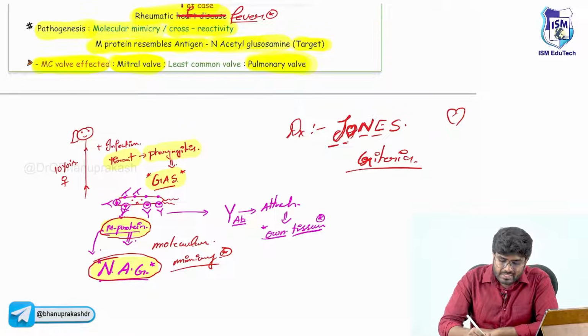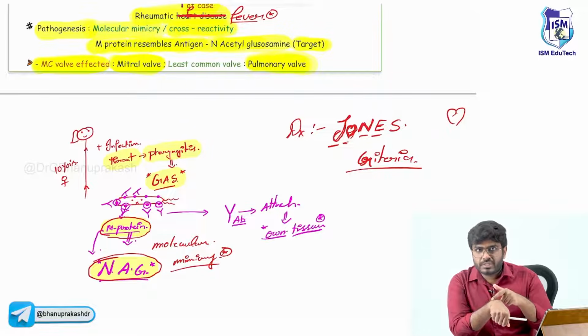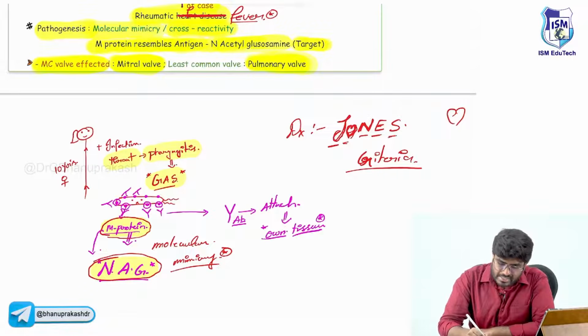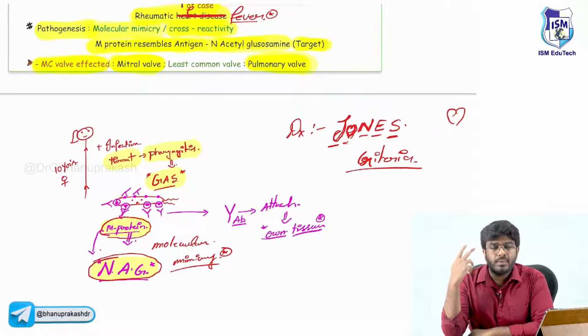E stands for erythema marginatum. On the skin, you are going to see a rash called erythema marginatum, with erythema especially in the margins. I will show you the image. And S stands for Sydenham's chorea, nervous system involvement. Antibodies will attack the basal ganglia region, leading to Sydenham's chorea. Okay, JONES.